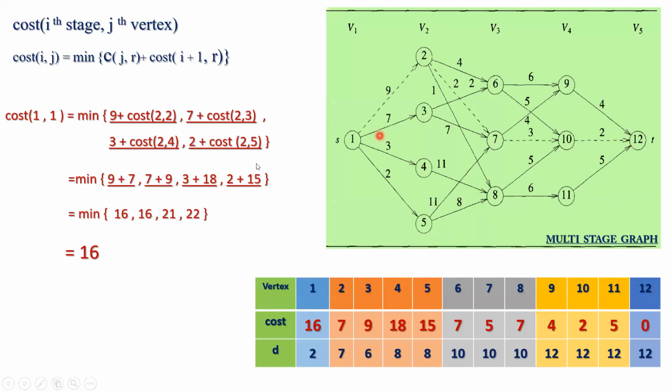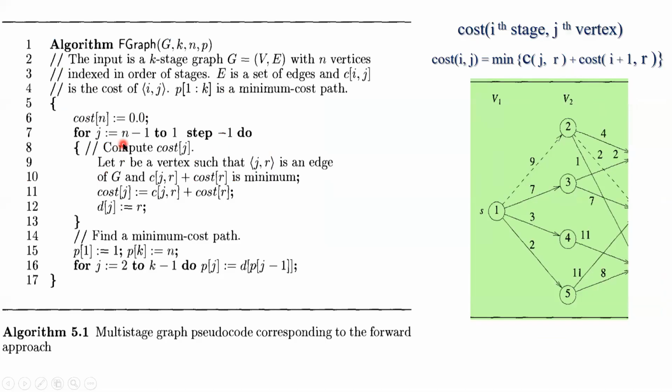We came from the end. From n minus 1 to 1, we came in reverse order in steps of minus 1. j minus minus means at each iteration you decrease by 1. The for loop is given for j equals n minus 1 till j greater than or equal to 1, j minus minus, execute this. What must you execute? Same thing: compute the cost of j.